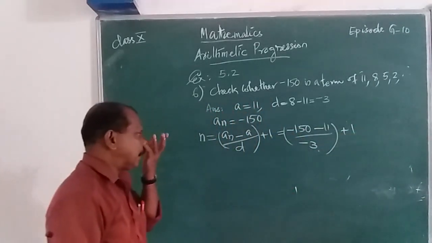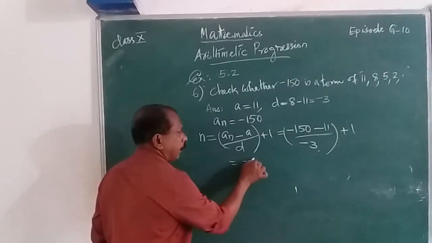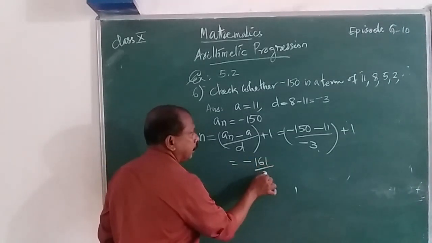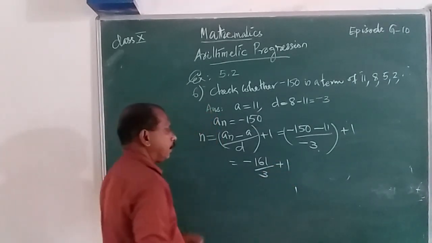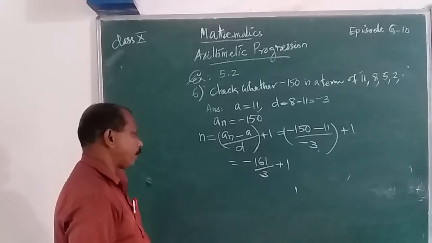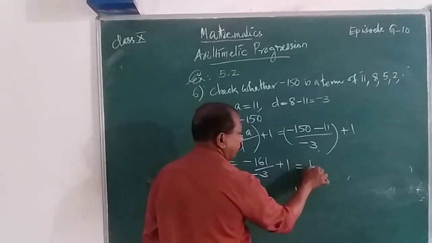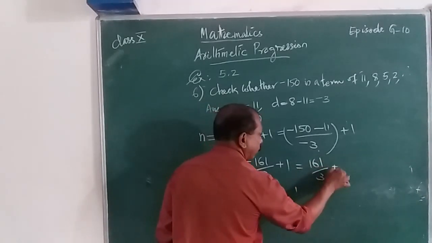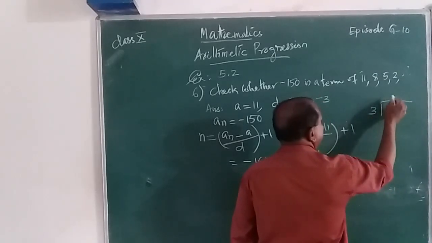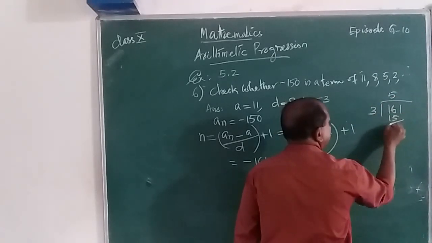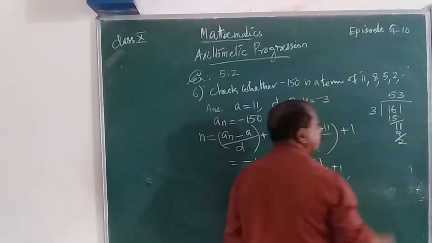That is 150 plus 11 is 161. This is equal to minus 161 by minus 3 plus 1. Minus by minus plus is equal to 161 by 3 plus 1. We can divide 161 by 3. 3 5s are 15. Remainder is 1, 11. 3 3s are 9. Remainder is 2.